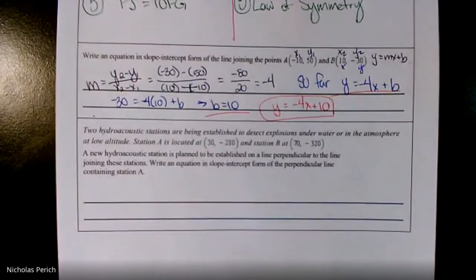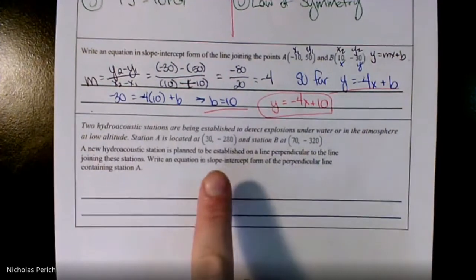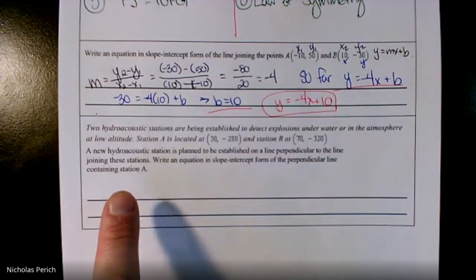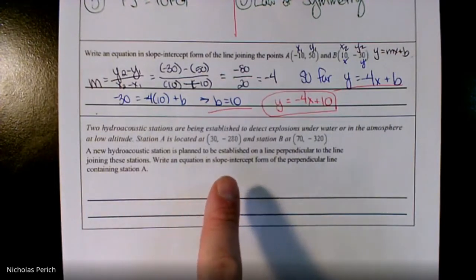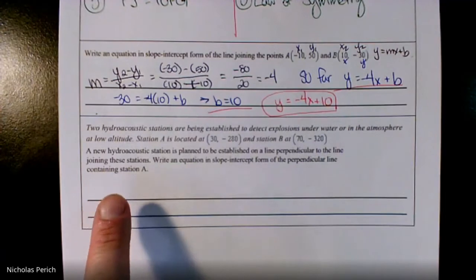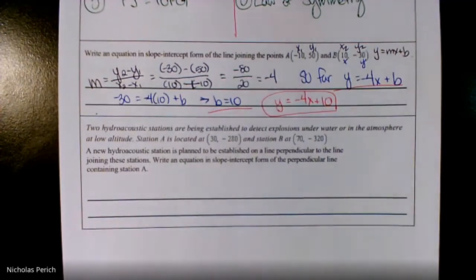Two hydroacoustic stations are being established to detect boring. Station A is located here. Station B is located there. A new hydroacoustic station is planned to be established on a line perpendicular to the line joining these stations. Okay, so I need a line perpendicular to that, which means I need a perpendicular slope. So let's find the slope of this line.